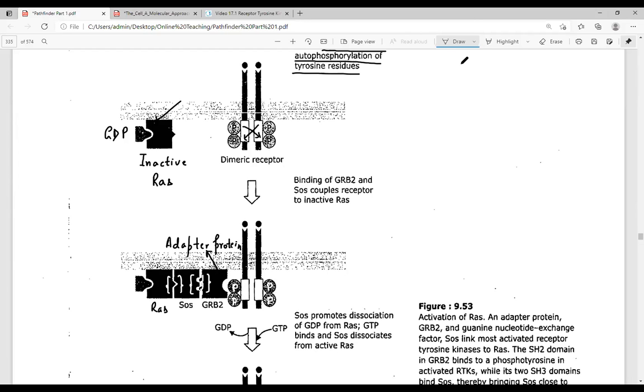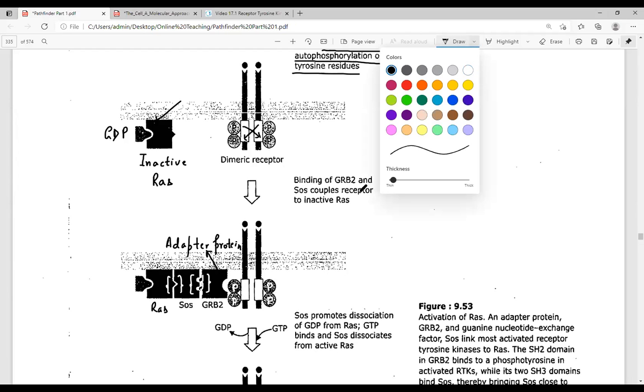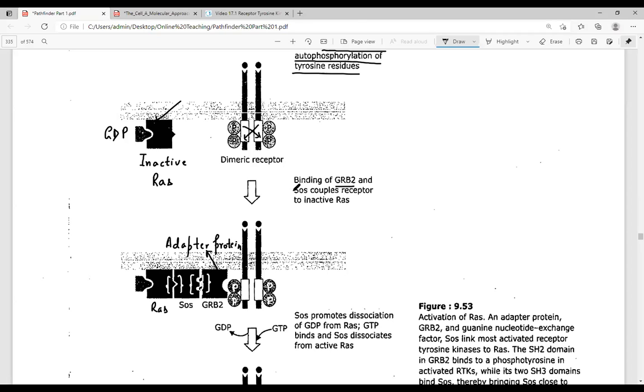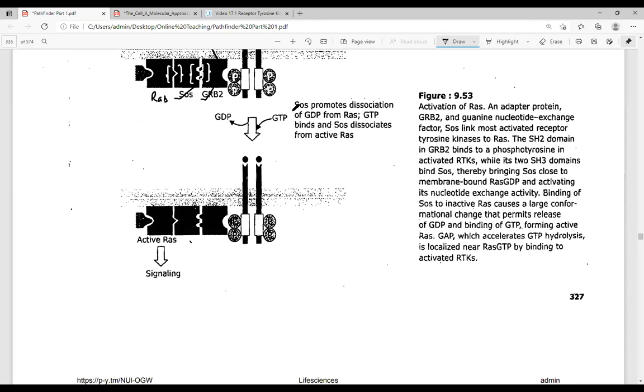See, the binding of GRB2, which acts as an adapter protein. The binding of GRB2 and SOS couples receptor to inactive RAS. So it is the GRB2 protein and the SOS protein that are going to bind the RAS to the phosphorylated form. Once the RAS has bound to the phosphorylated form, then SOS promotes dissociation of GDP from RAS. GTP binds and SOS dissociates from the active RAS. It is the binding that is going to take place.